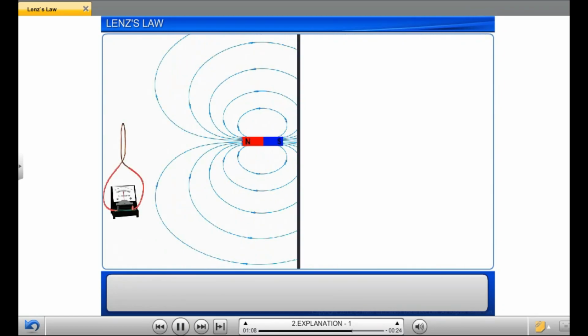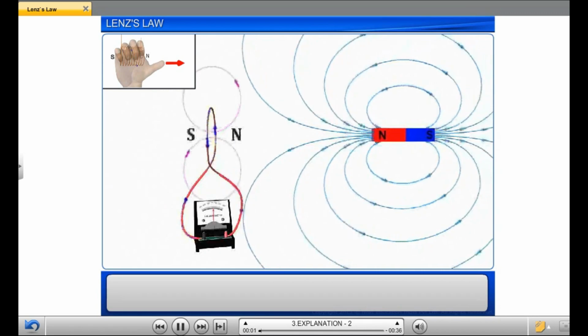The magnitude of the induced EMF is given by Faraday's law, which is E is equal to minus d phi B divided by dt, where E is the induced EMF in the coil and phi B is the magnetic flux. The negative sign in this equation represents the effect as stated in Lenz's law.